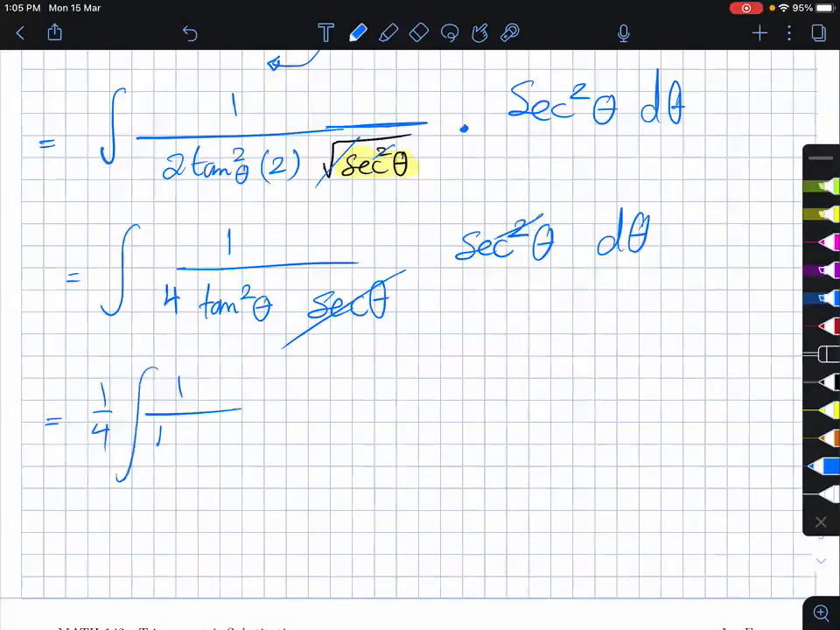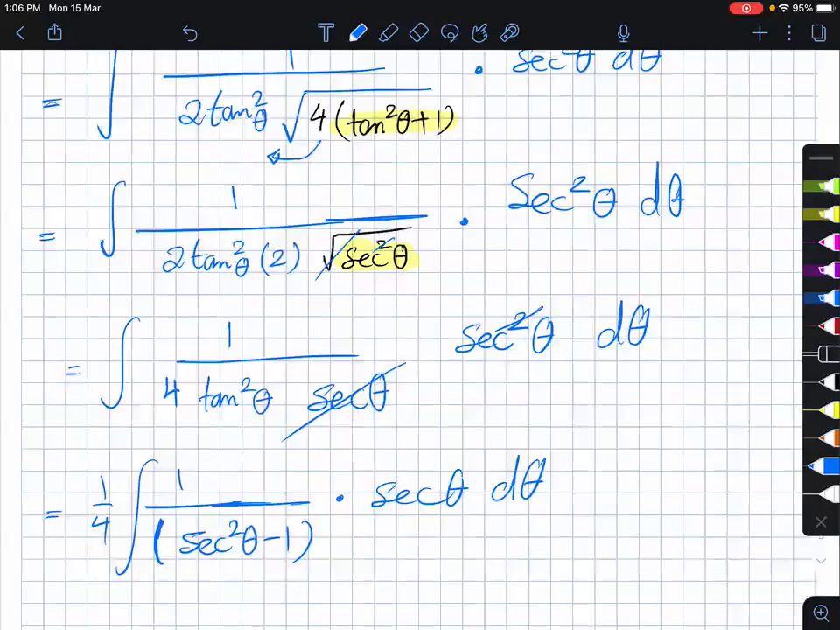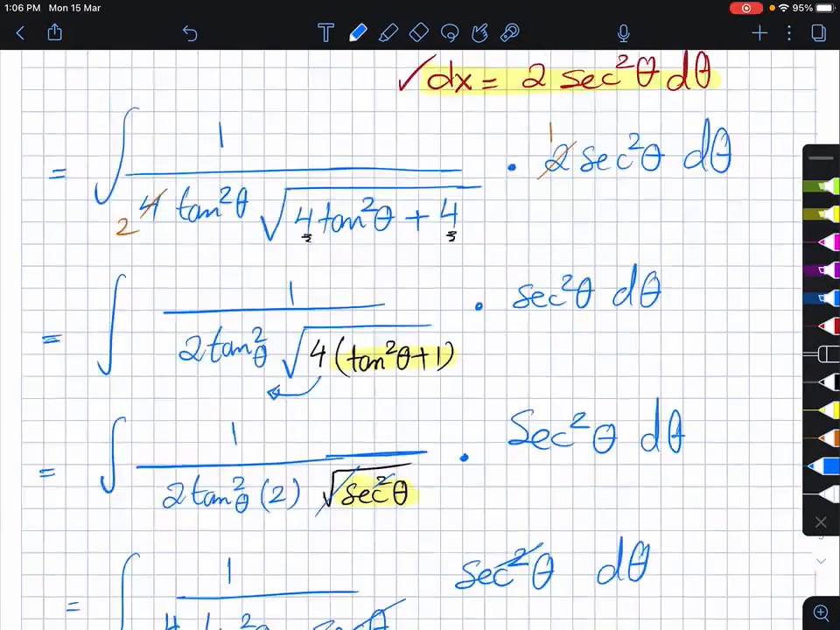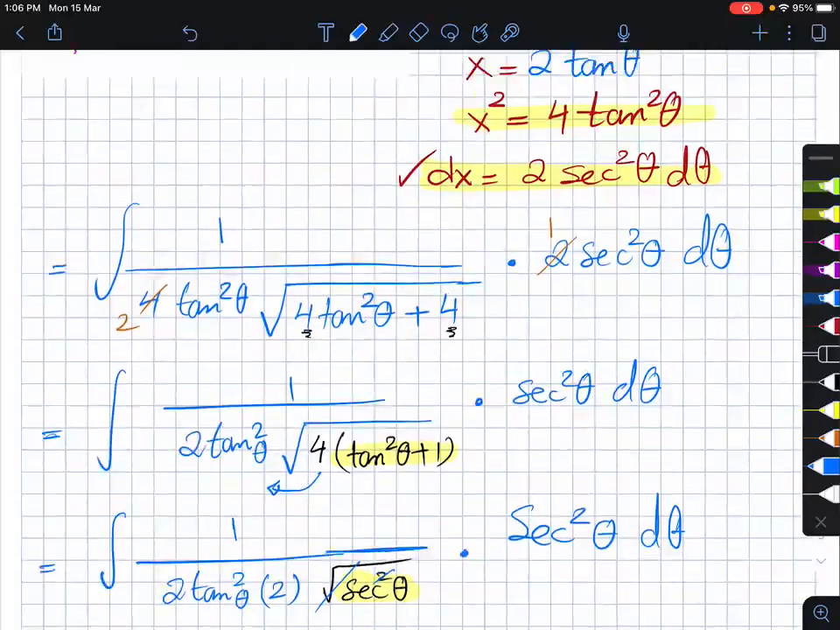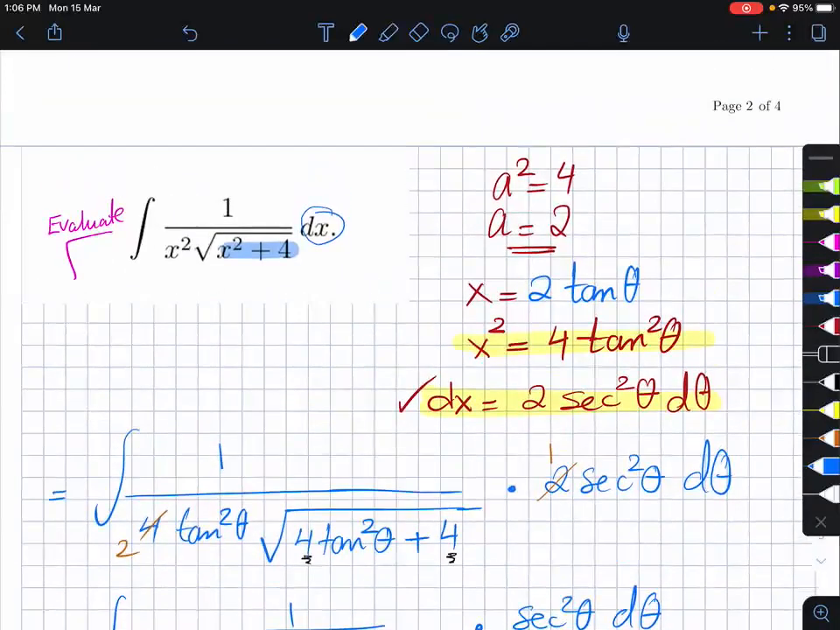1 over 4, the integral of secant. Let's try here to change the tan squared. Can we write it as sec squared theta minus 1, multiplied by sec theta d theta? It's tan squared, and x equals 2 tan theta.